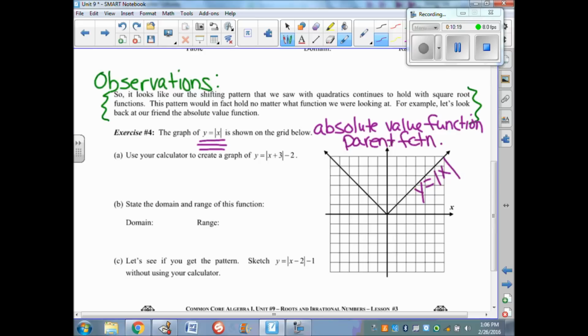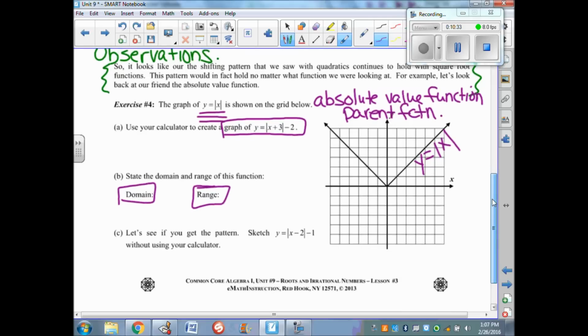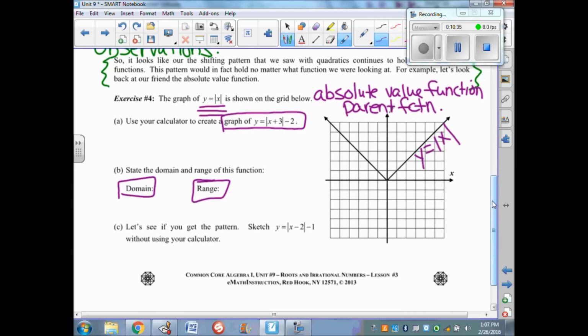It says use your calculator to create a graph of that. Okay? And then they want you to state the domain and range of that graph in A. Now they're asking you, okay, let's see if you're starting to get the pattern. Now, go ahead and do that one without using your calculator. So again, make some observations.